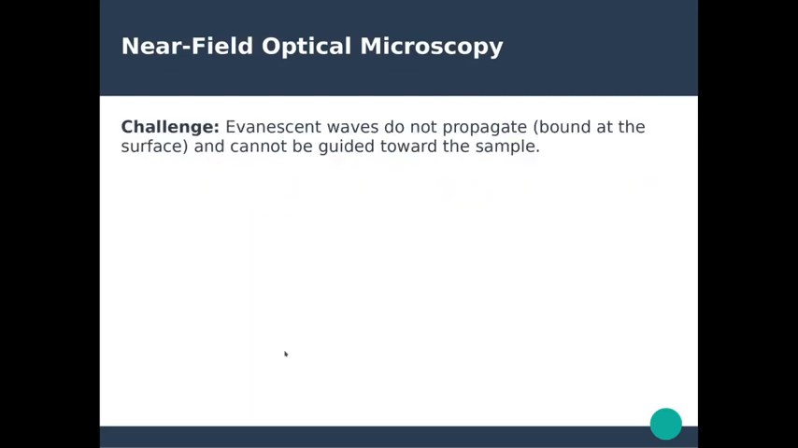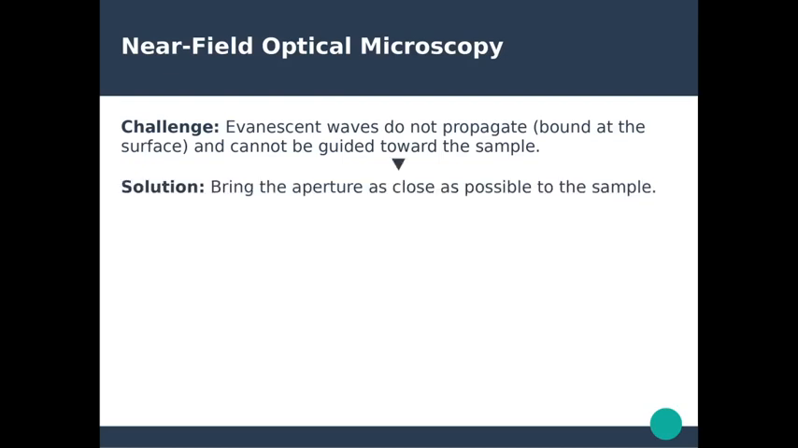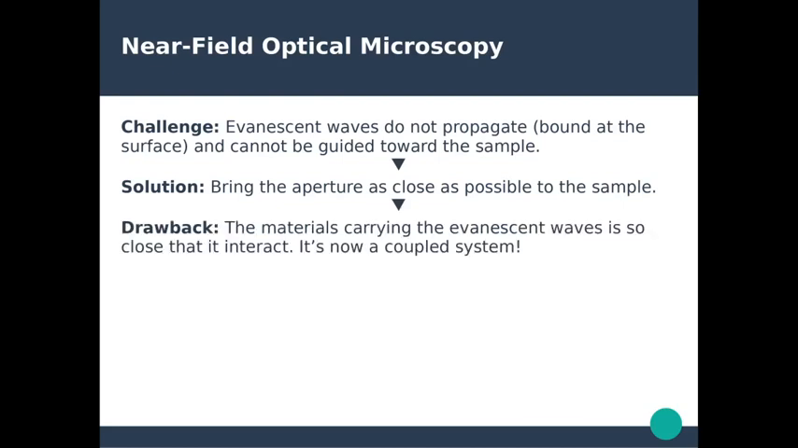However, there are challenges. The evanescent waves do not propagate. It's just impossible to guide them toward the sample because they're bound to the surface of this metallic surface. So in the end, you have to bring this aperture and the metallic surface as close as possible to the sample in order to have the maximum spatial overlap between those evanescent waves and the sample. But this in turn results in a strong coupling between this material that carries the evanescent wave and the sample.